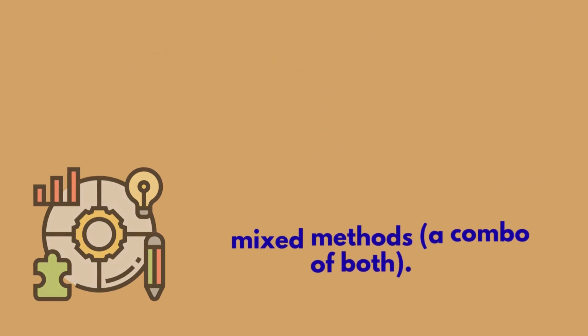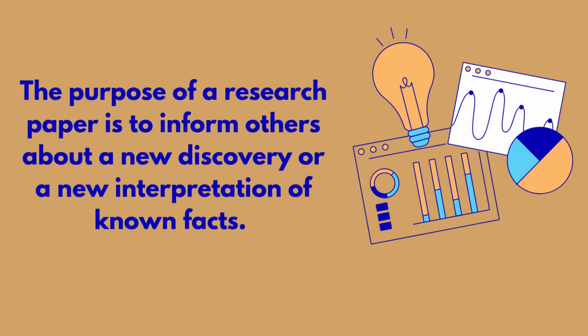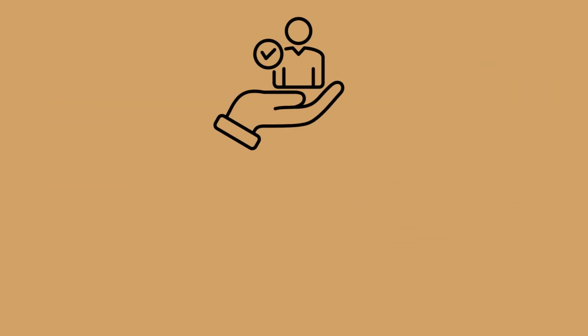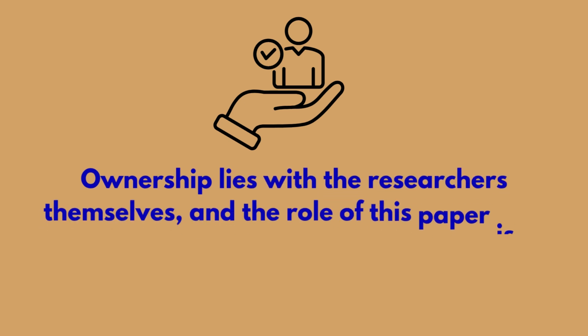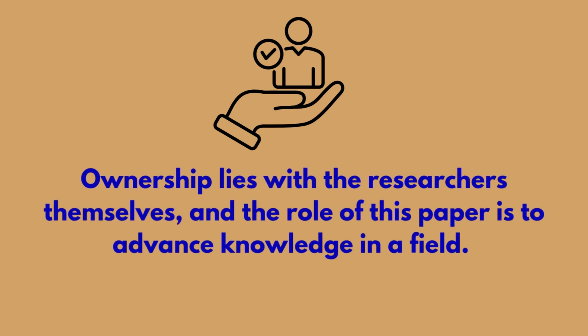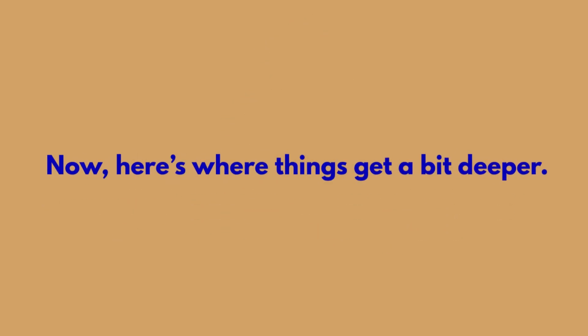of both. The purpose of a research paper is to inform others about a new discovery or a new interpretation of known facts. Ownership lies with the researchers themselves, and the role of this paper is to advance knowledge in a field. Now, here's where things get a bit deeper.